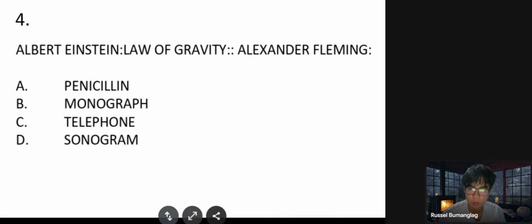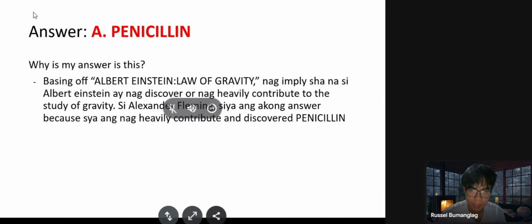For number 4, Albert Einstein is to law of gravity, and Alexander Fleming is to what? A, penicillin, B, monograph, C, telephone, or D, sonogram. So, my answer is A, penicillin. Basing off Albert Einstein is to law of gravity, it implies that Albert Einstein discovered or heavily contributed to the study of gravity. Alexander Fleming is my answer because he heavily contributed to and discovered penicillin.